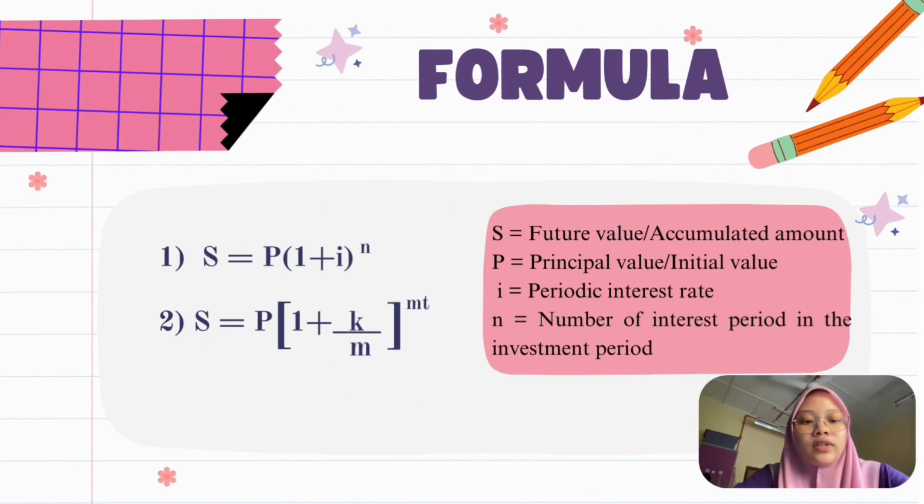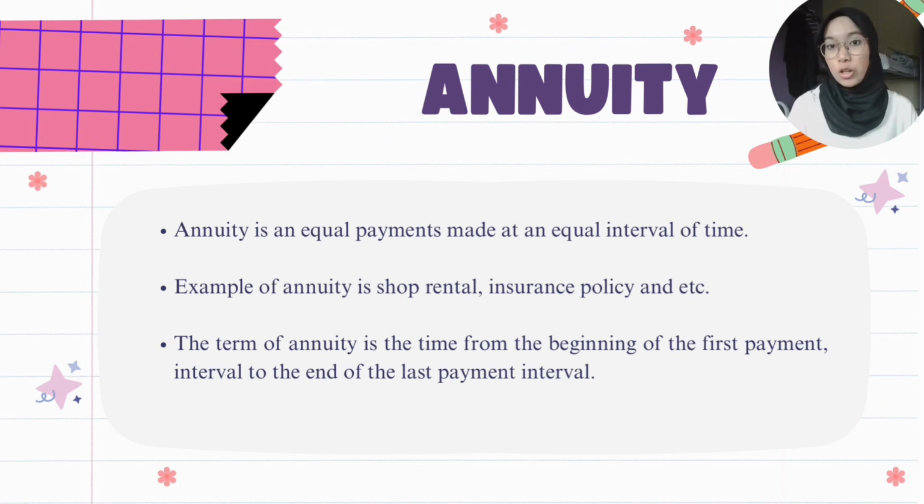The formula for compound interest is S equal to P times (1 plus i) to the power n. S is equal to future value, P is initial value, i equal to periodic interest rate, n equal to number of interest periods. Annuity. What is annuity?